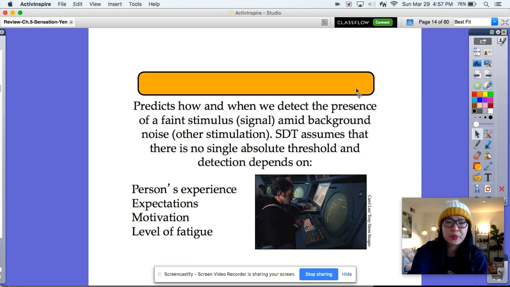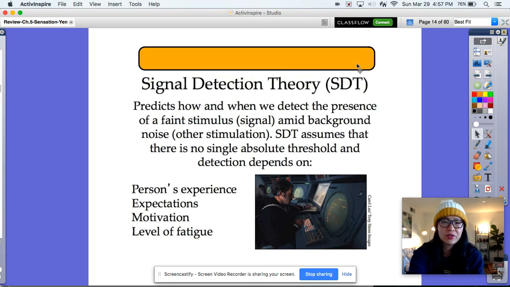Okay, this one is super important. This one is signal detection theory. This is basically our ability to detect a presence or faint stimulus amongst background noise. That is going to be determined by your experience, your expectations, your motivation, and your level of fatigue. Whenever we're super tired, a lot of us might miss signals, whether we're driving, or in class, or someone's talking to us. But if you are on high alert or you have slept well, then you're going to be more likely to detect the signal.